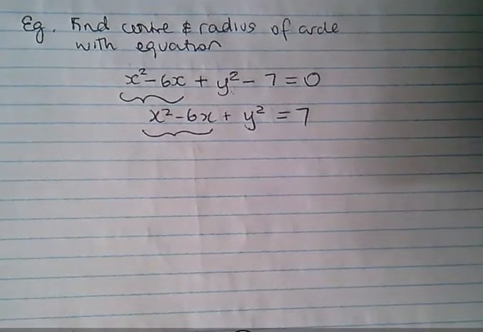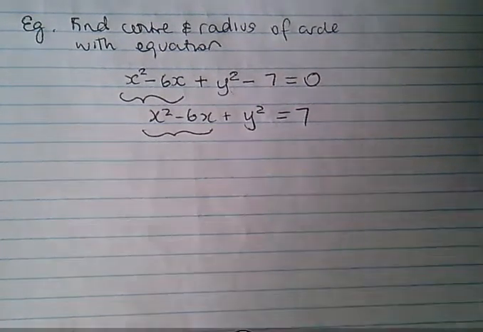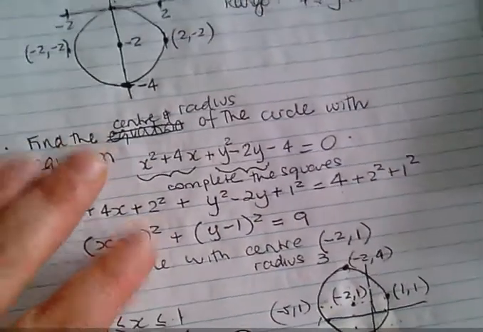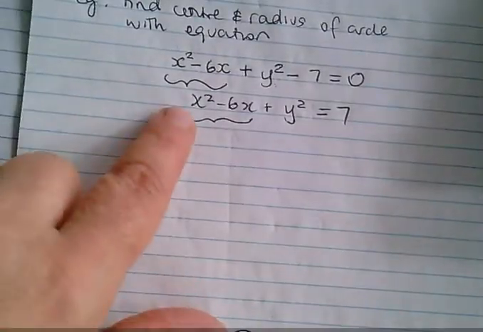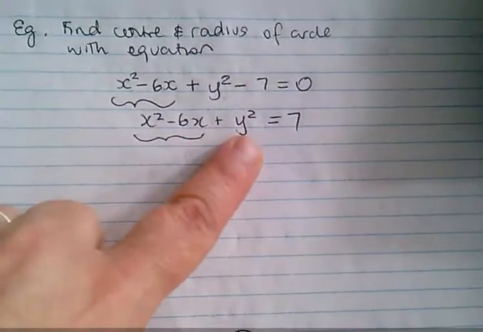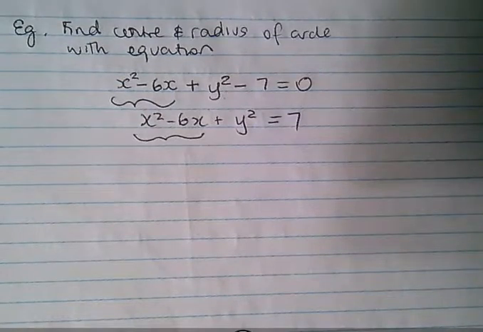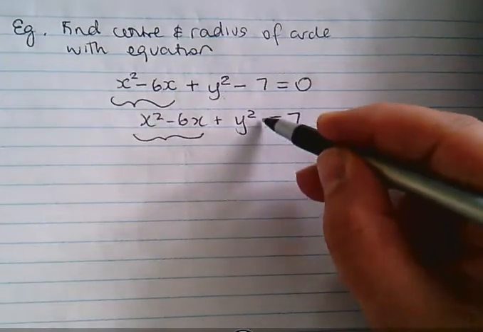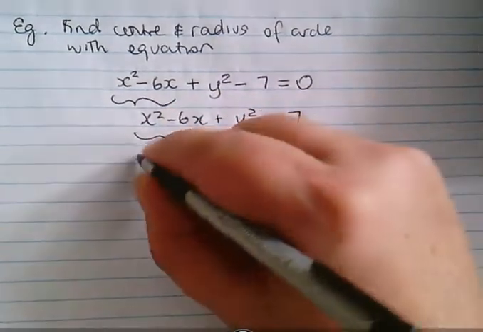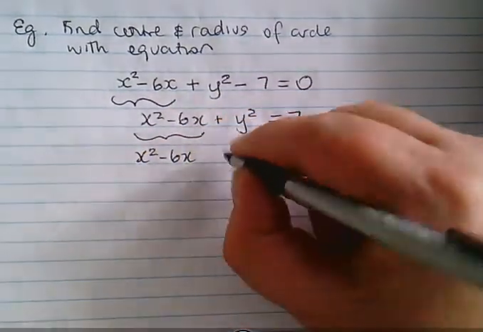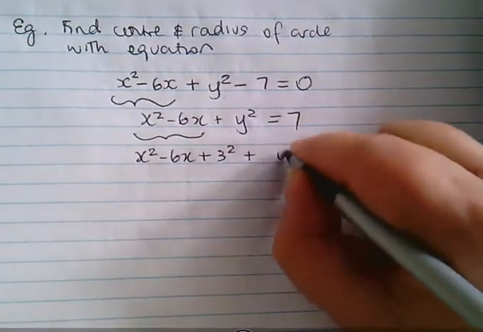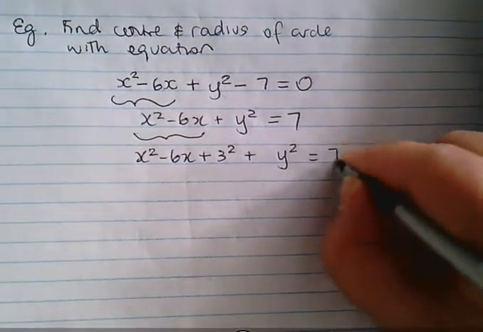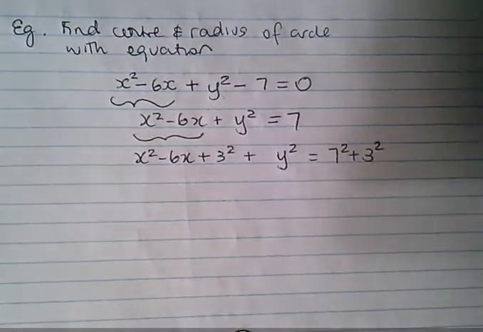So sometimes, yes, you'll complete the square on both the x's and the y's. To complete the square, you need two terms: the x squared and the x term, the y squared and the y term. I only have the x squared and the x term and only the y squared term, so I don't complete the square on the y. I need the y term to be able to complete it. So what are we going to do? x squared minus 6x plus half of 6 is 3, so plus 3 squared. Plus, just keep the y squared on its own, equals 7 plus 3 squared.